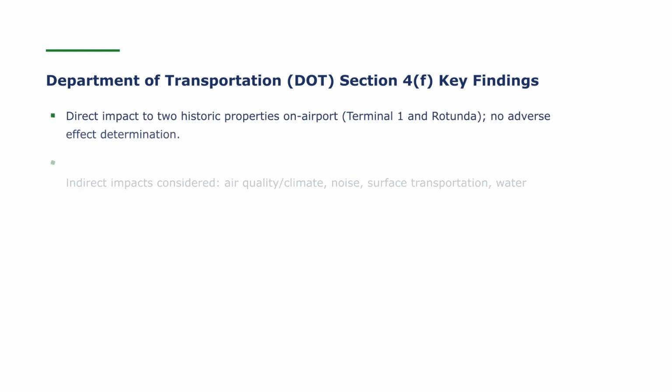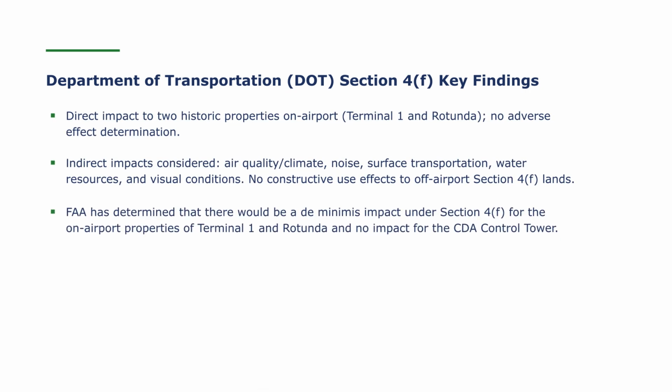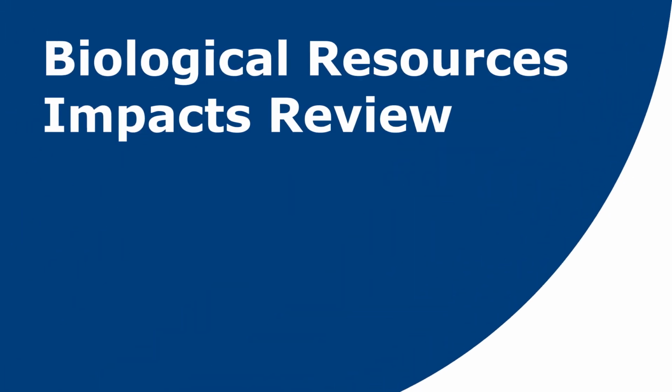The FAA determined that the proposed action alternative would have no Section 4F impact to the CDA Control Tower and de minimis impacts to Terminal 1 and the Rotunda. There would also be no constructive use effects to off-airport Section 4F properties. As a result, the proposed action alternative would result in no significant Section 4F impacts.